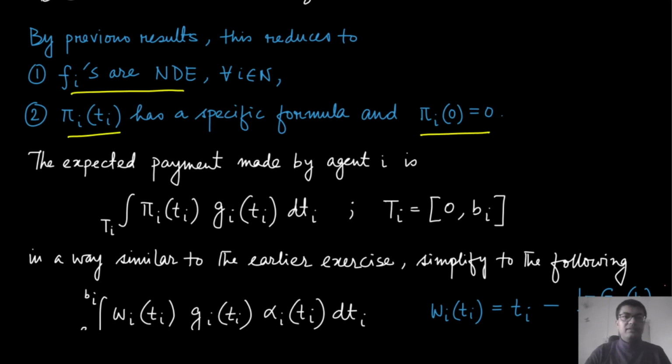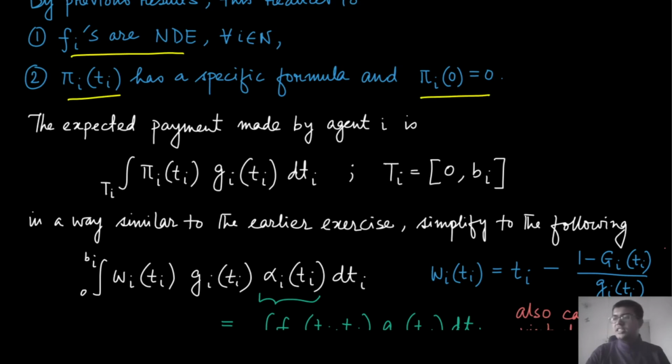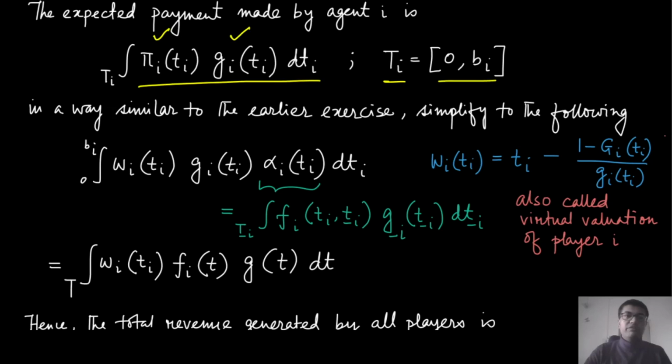All right. So then the expected payment made by agent i is a very similar expression. You have the payment for player i, and you are multiplying that with the probability of t_i taking this value. So this is the prior distribution over t_i, and we are taking the expectation with respect to that on the payment. This capital T_i, just for reference, is an interval between 0 and b_i. Now, as in an earlier exercise, we can reduce this expression, and we are not going to show that in detail. It requires changing the order of the integration, and finally we get this w_i(t_i), which is the virtual valuation of player i, given by this expression here.